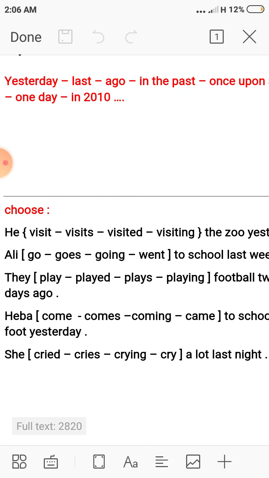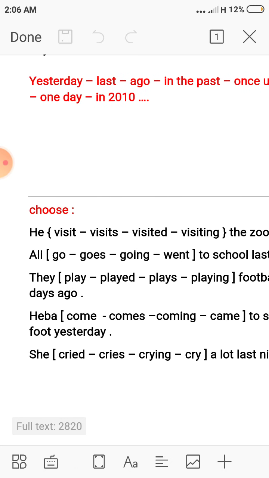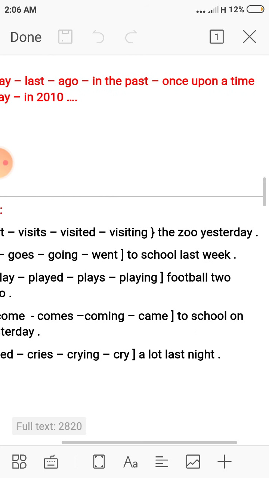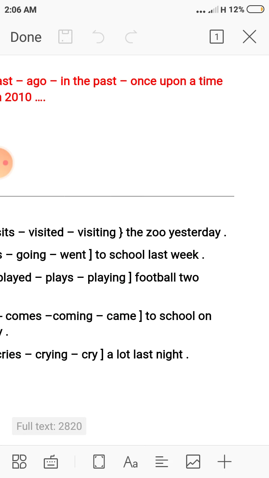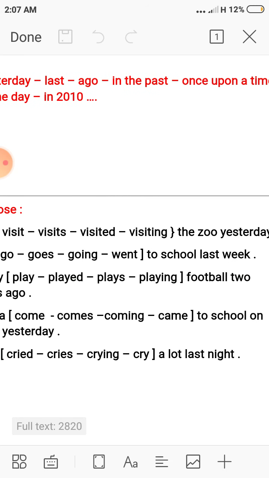He visited, visiting the zoo yesterday. That's right, visited, because we have yesterday. Number 2, Ali goes, going, went to school last week. That's right, went, because we have last.